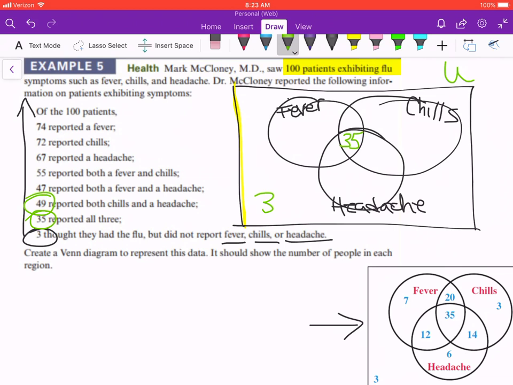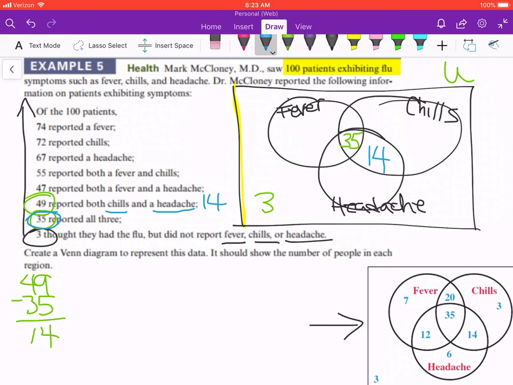We have that 49 reported both chills and headache. However, from those 49, we must subtract that triple intersection. And so if we do that, 49 minus 35, we will obtain 14. So we're going to have to put 14 here at the intersection of chills and headache. So it is 14 only because we subtract the 35 of the triple intersection. So that will go here.